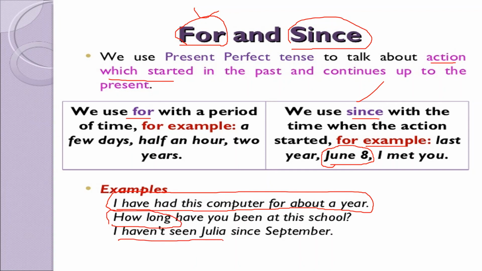I haven't seen Julia since September. What does that mean? Since September, it is an exact time. Since then, I haven't seen Julia. Right. So I hope you have understood this thing, present perfect tense, and I hope you understand this.